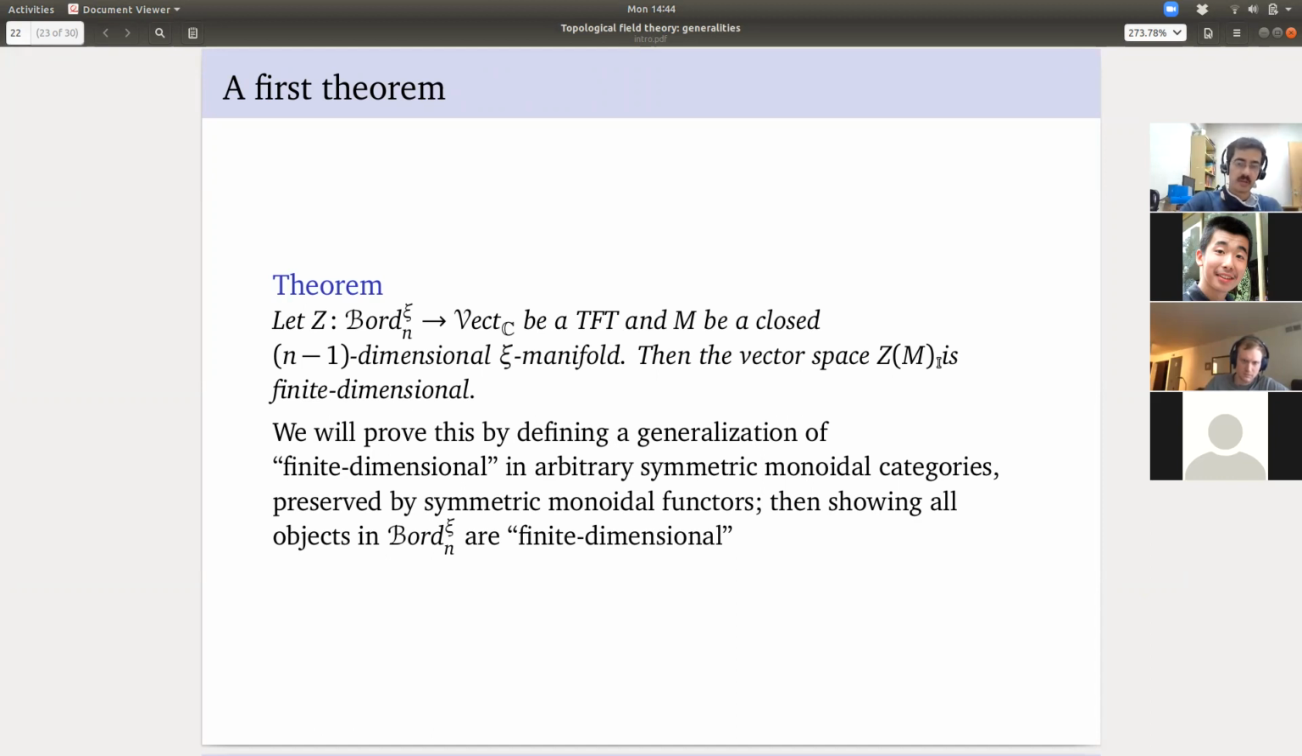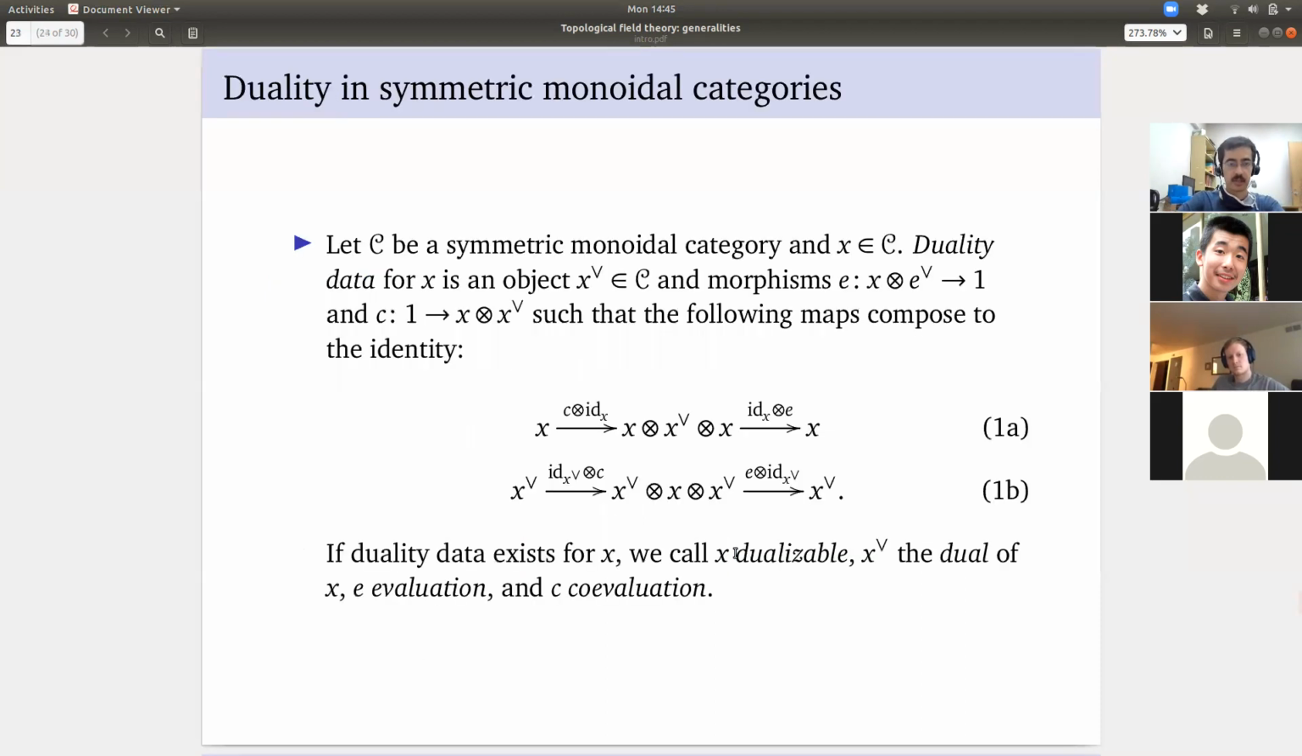So how are we going to do this? We're going to work with a notion of finite dimensional. So you know what finite dimensional means for vector spaces. That is like the first thing you learn. And it turns out you can recover a notion equivalent to finite dimensionality by only knowing the symmetric monoidal structure. So you can define it using tensor properties. Therefore, we can generalize this definition to arbitrary symmetric monoidal categories, show that finite dimensionality is preserved by symmetric monoidal functors, and then show that everything in Bord n is finite dimensional. So that's the proof strategy.